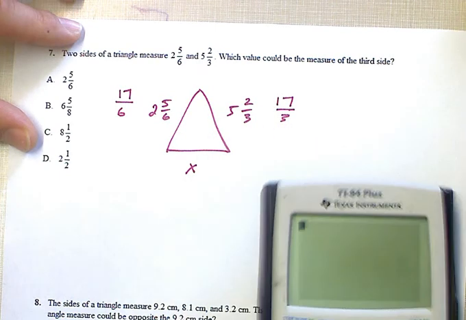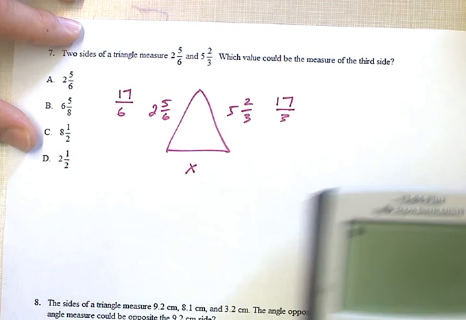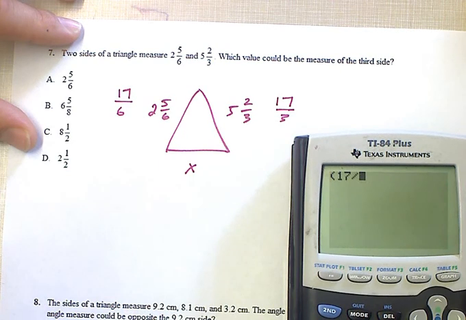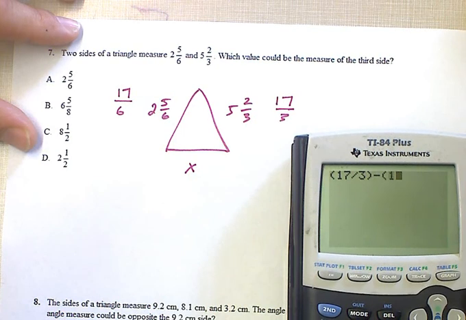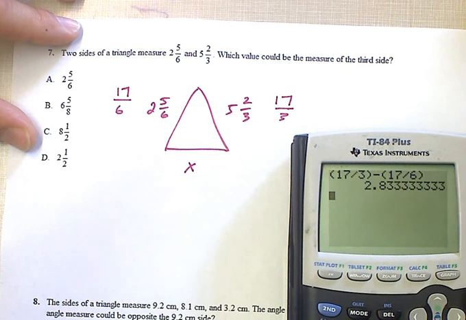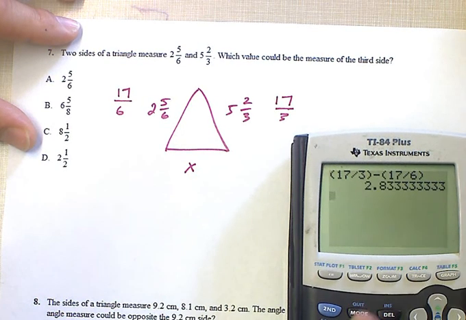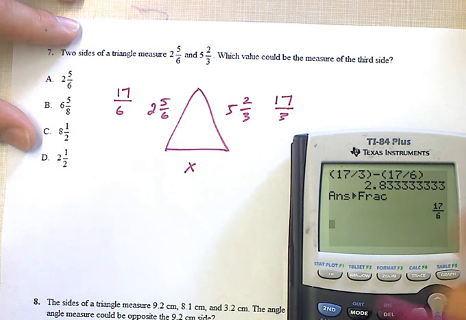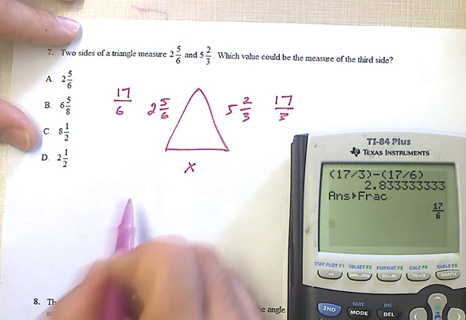So if I want to find my range, I can do one side. Let's take the bigger side, 17 over 3 minus 17 over 6. Now this gives me a decimal, but there is a function here that allows me to find a fraction, and it tells me that this minus this is 17 over 6.